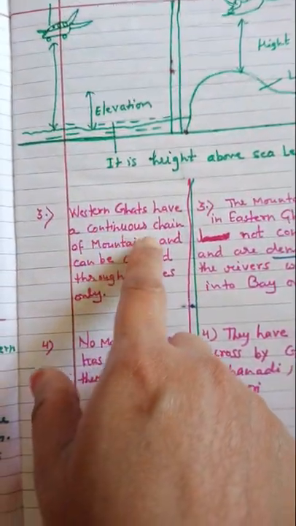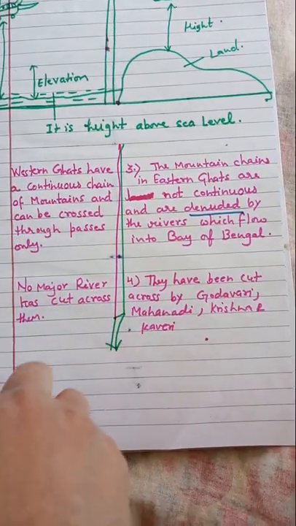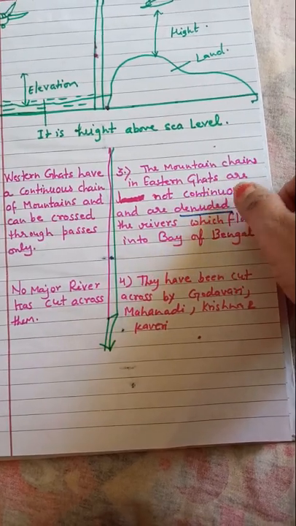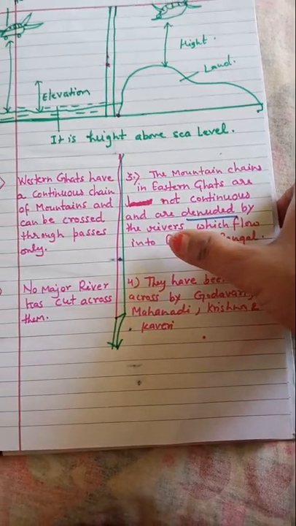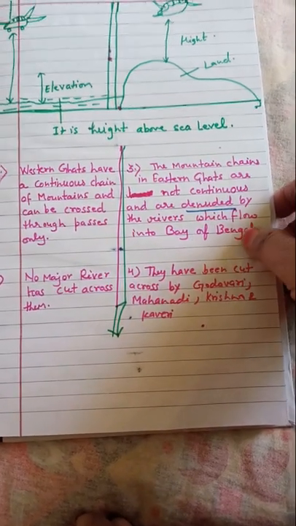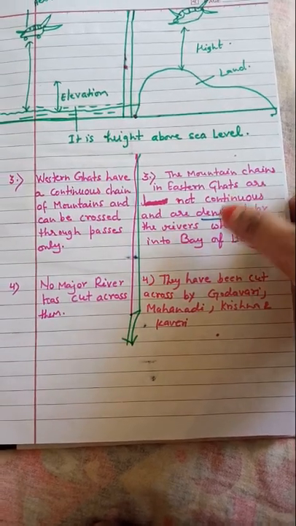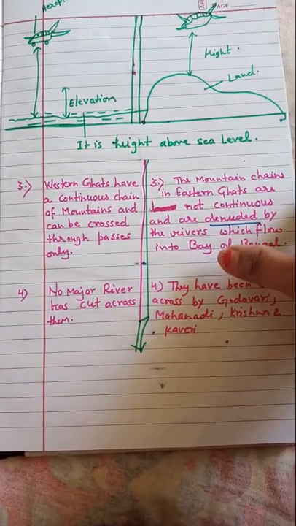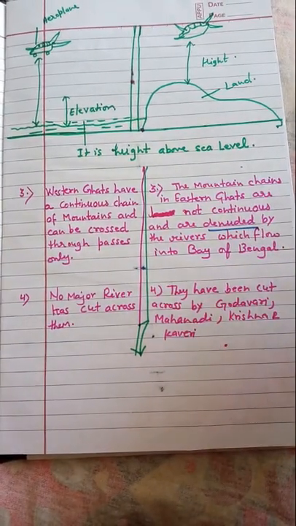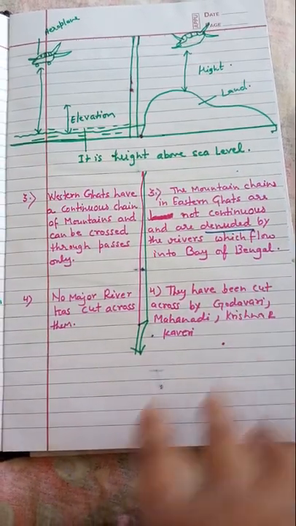The Western Ghats have a continuous chain of mountains and can be crossed through passes only. The mountain chains in the Eastern Ghats are not continuous and are cut through by the rivers which flow into the Bay of Bengal. They are eroded and formed again and again by the rivers, which ultimately flow into the Bay of Bengal.